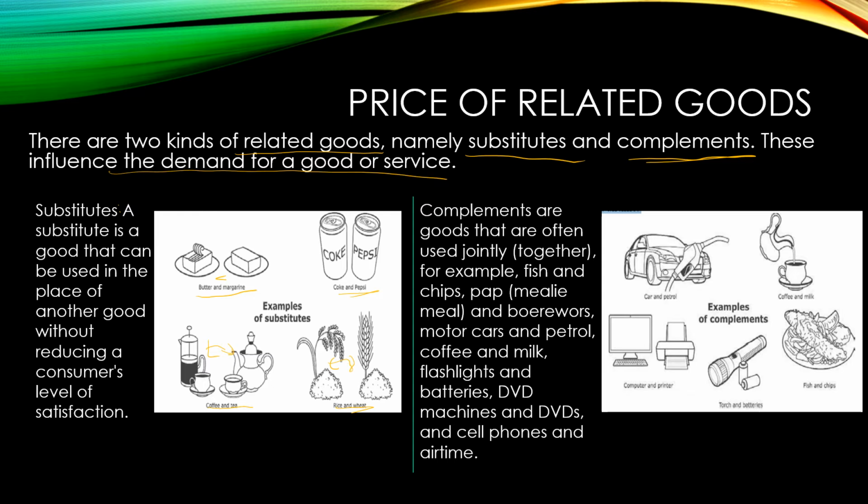Complements are goods that are often used jointly together. Example, fish and chips, pap and vleis, motor cars and petrol, coffee and milk, flashlights and batteries, DVDs and machines, cell phones and airtime. Example here also, car and petrol, coffee and milk, computer and a printer. They all work hand in hand with each other basically.